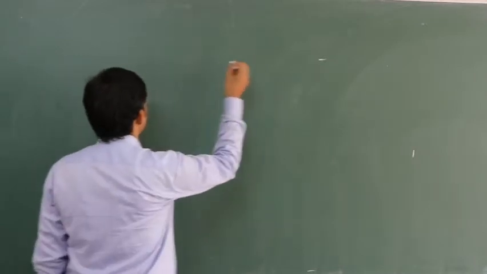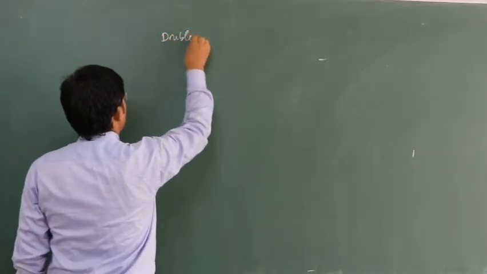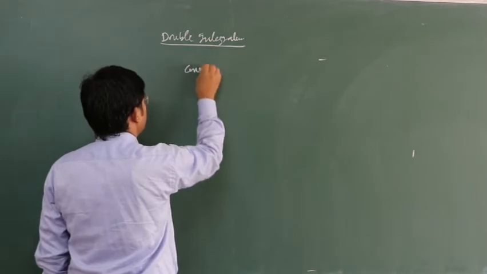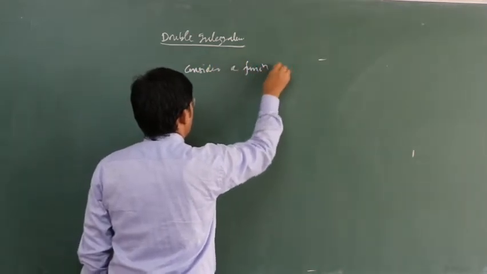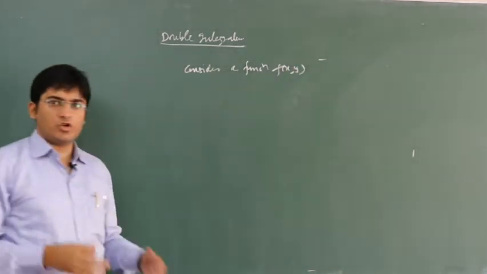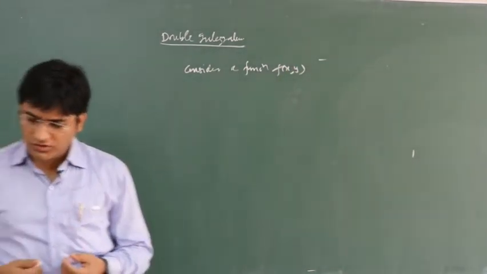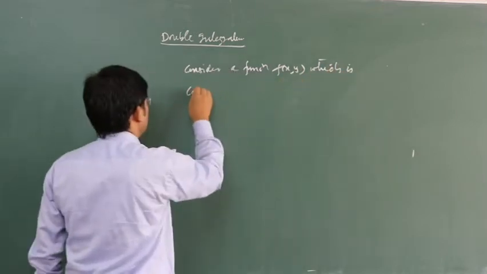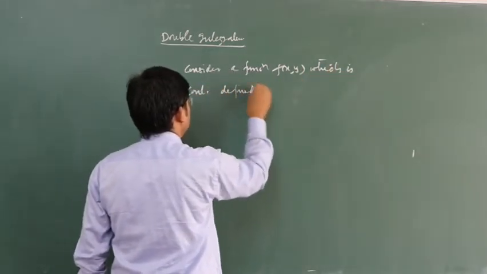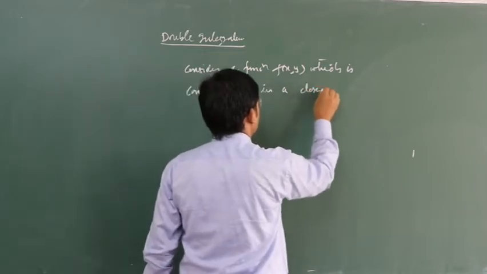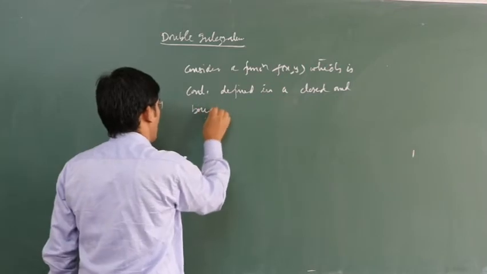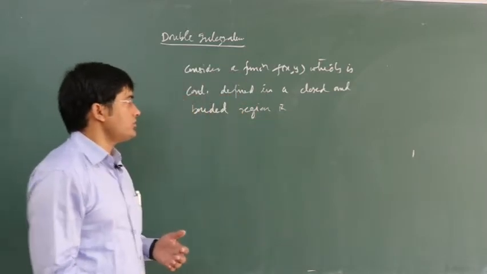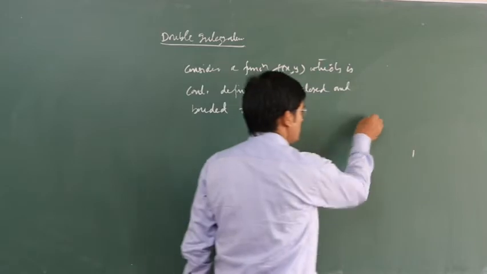Today I am going to discuss the double integral and we will learn how to evaluate it. So consider double integration. Consider a function f(x,y) which is a continuous function defined in a closed and bounded region R. So let us define this function in a closed and bounded region R. Say this is your closed and bounded region R.